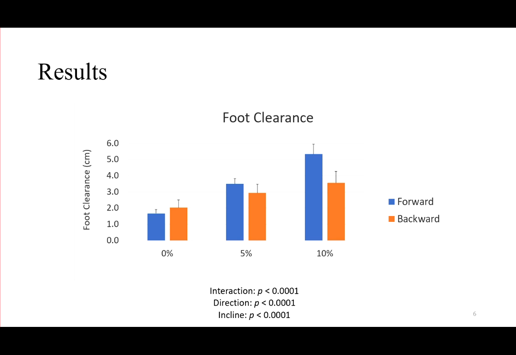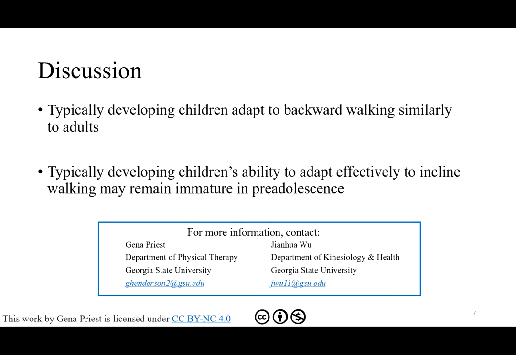Finally, we found a significant incline by direction interaction for foot clearance and mid-swing. We saw that greater levels of incline resulted in an increased foot clearance in both directions. However, foot clearance was greater during backward walking on a level surface, but greater during forward walking on an incline. To our knowledge, there's not adult data that discusses the effect of incline on foot clearance and mid-swing, so we can't draw any conclusions about whether the patterns we saw represent mature or immature adaptations.